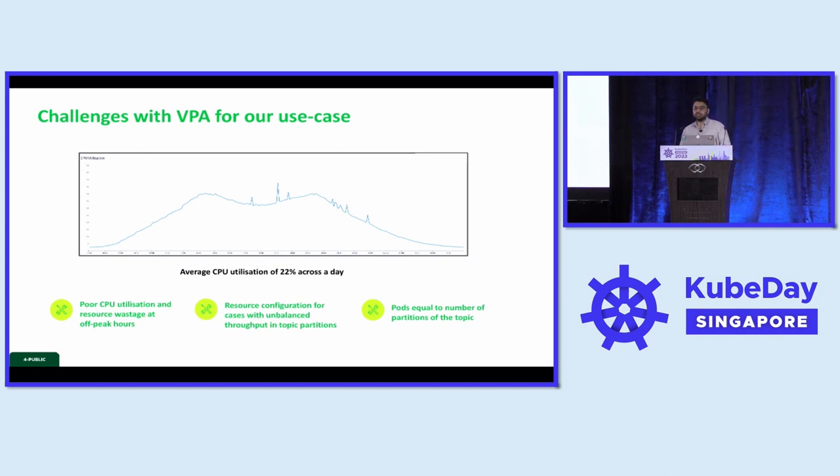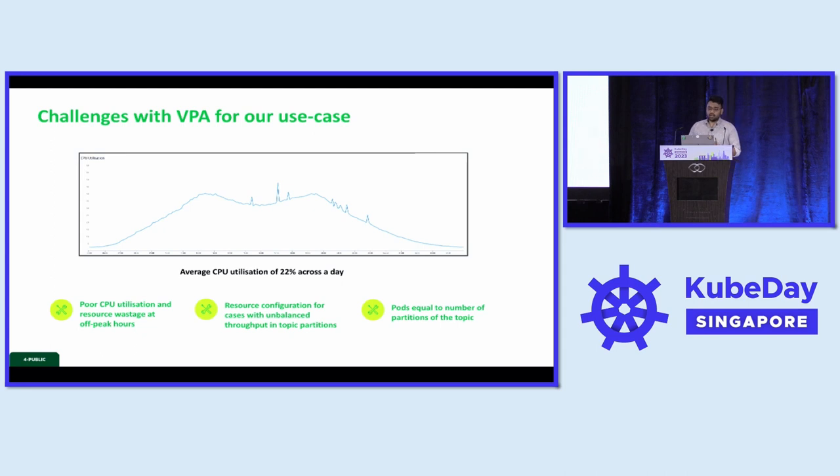Because the load on the partition is decided by the partition key, which is decided by the producers. And these partition keys are more business-oriented. Hence, in reality, we didn't have equivalent load across all the pods. This unbalanced load affected the average CPU and memory metrics for VPA to right size, and eventually led to consumer lag, or basically affected our SLAs on data freshness for those pods which were consuming from heavier partitions compared to others.